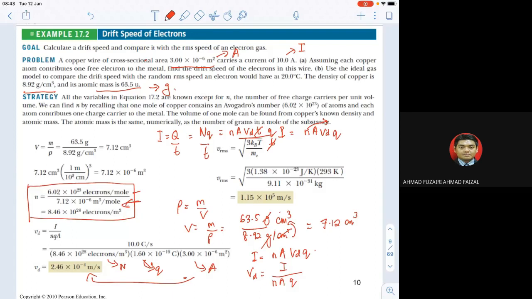Okay, very good. Just do your part A, because on part B, they will use an ideal gas model to compare the drift speed with the random RMS speed. You will learn this later when you learn about alternating current. The RMS stands for root mean square.